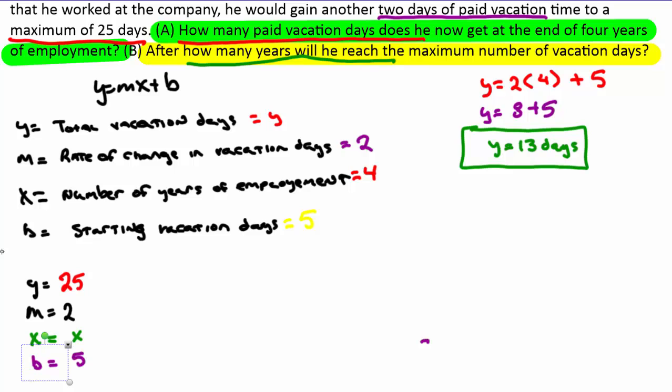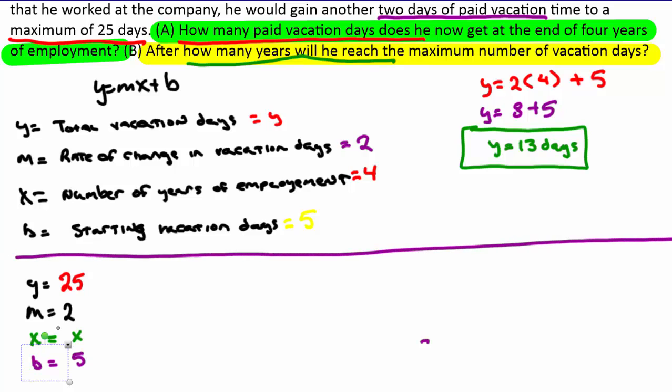And now we just need to go through the process of solving for x. So we're going to plug these into our equation. Y equals mx plus b. We'll plug the y in. The y is 25. Equals the m. The m is 2. The x is going to be our unknown. And the plus b is going to be plus 5. Now we just need to solve for x.